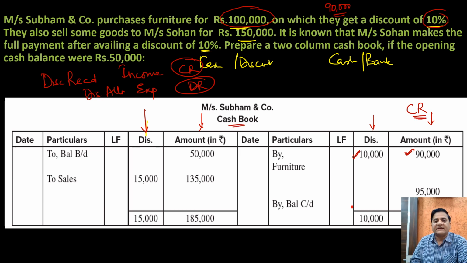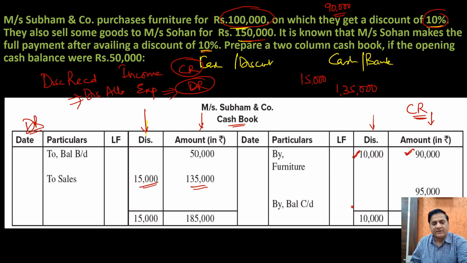Clear? The other transaction is related to 1,50,000, which we have sold goods to Sohan, and Sohan has paid off with a discount of 10%. So 10% of 1,50,000 comes to 15,000. In other words, we would say we have received 1,35,000. If you look at the receipts column, we have received 1,35,000. Again, discount allowed is a loss for you. If it's a loss, it's recorded on the debit side, which is the left side.